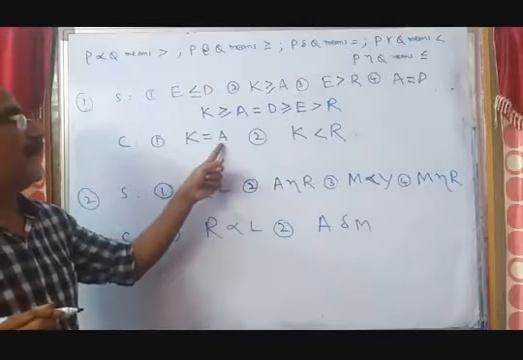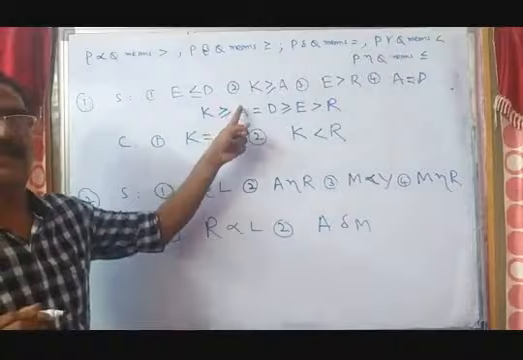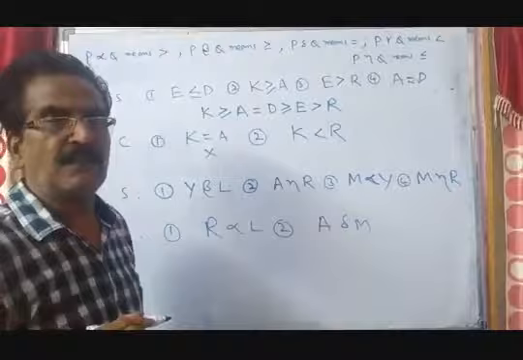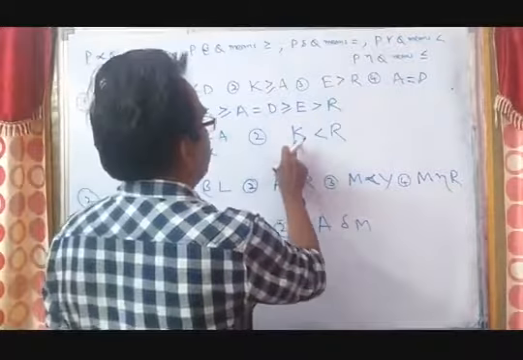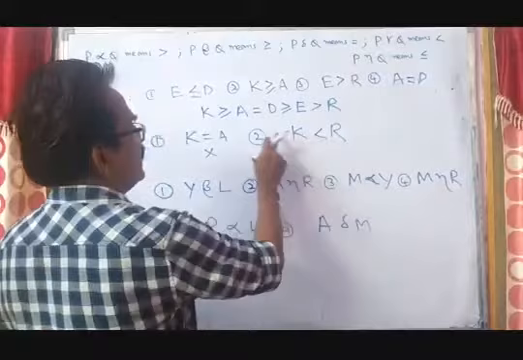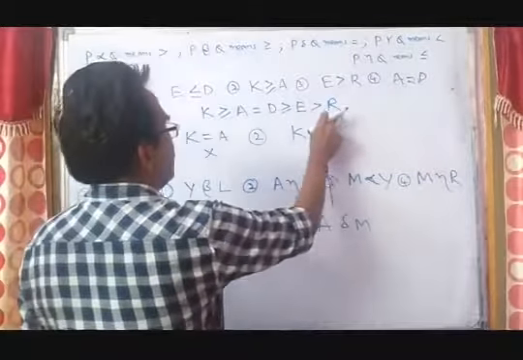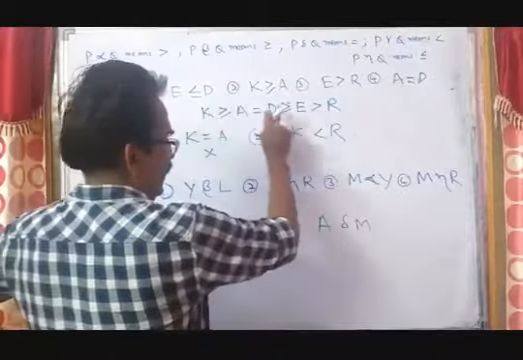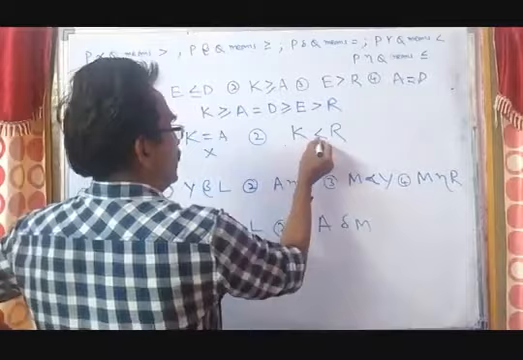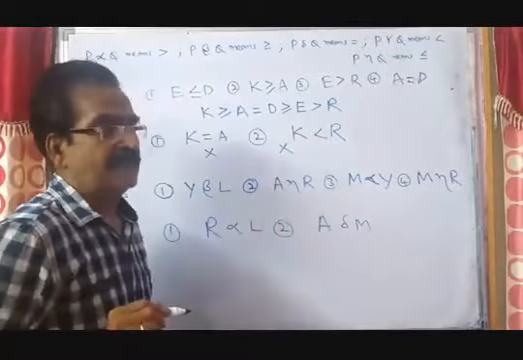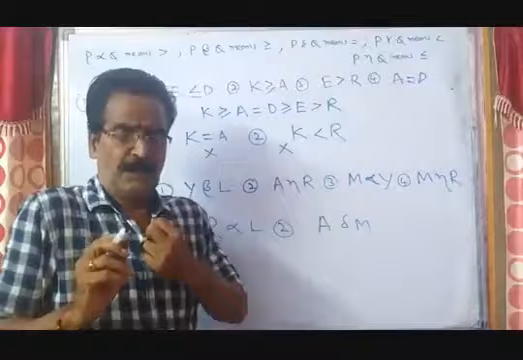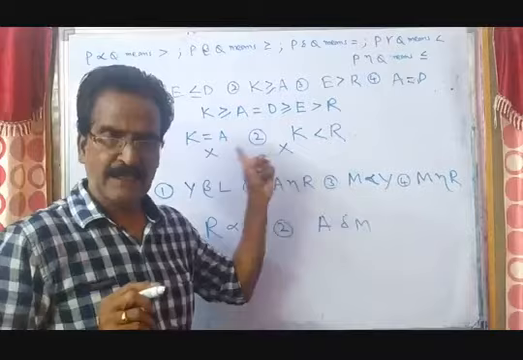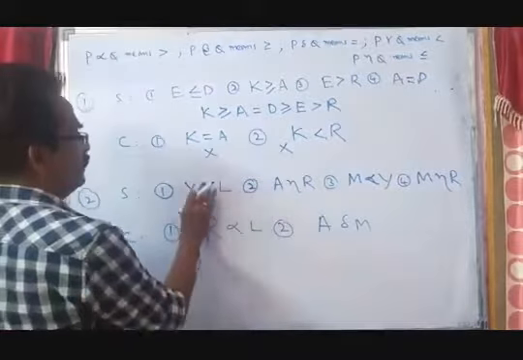Now K is equal to A? No. K greater than or equal to A. First conclusion does not follow. Let us see the second statement. K less than R? No. K greater than or equal to R. But it is given K less than R. So second conclusion also doesn't follow. So here your option is neither. Let us see the next question.